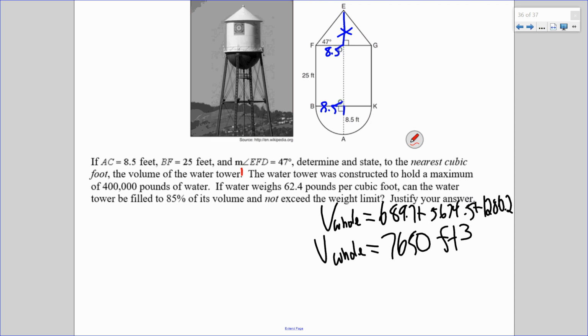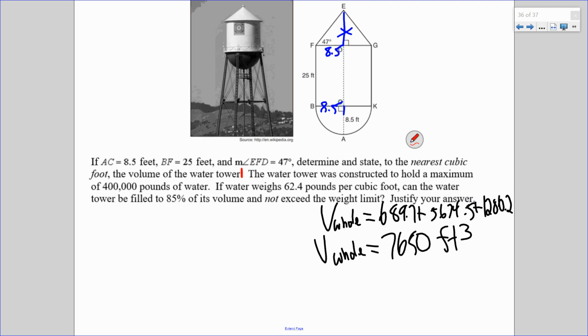Now, this is what I'm up to. The water tower was constructed to hold a maximum of 400,000 pounds of water. So we're talking about weight now. If the water weighs 62.4 pounds per cubic foot, can the water tower be filled to 85% of its volume and not exceed the weight limit?